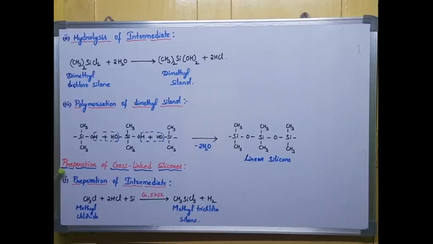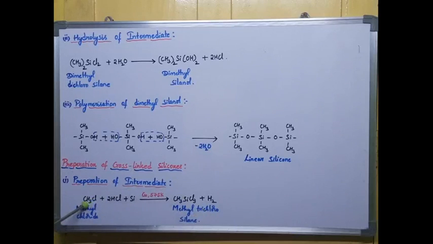Next let us see the preparation of cross-linked silicones. Here also we have 3 steps similarly. First one is preparation of intermediate, second is hydrolysis of intermediate, third is polymerization. Let us see the first step, preparation of intermediate. I am taking methyl chloride again, adding hydrochloric acid 2 molecules and silicon 1 element. I'm heating this in the presence of copper at 575 kelvins temperature. Now I'm getting methyl trichlorosilane.